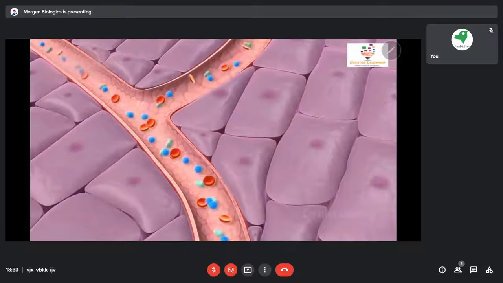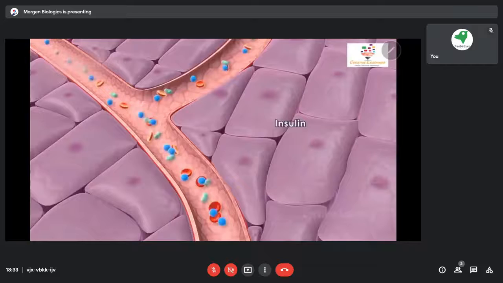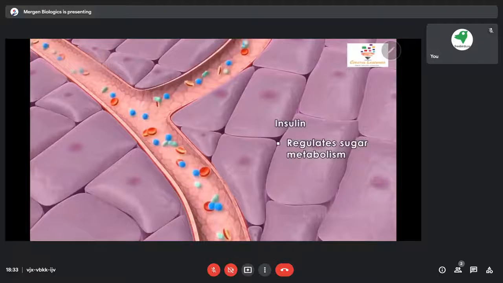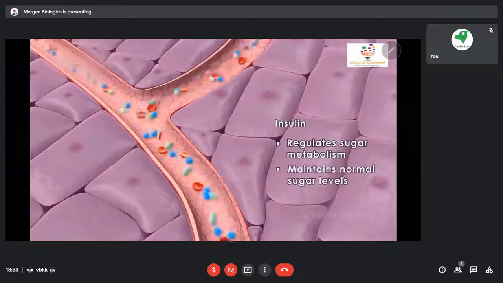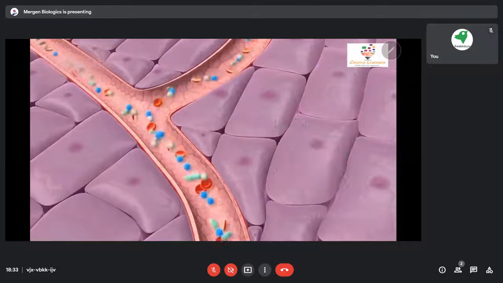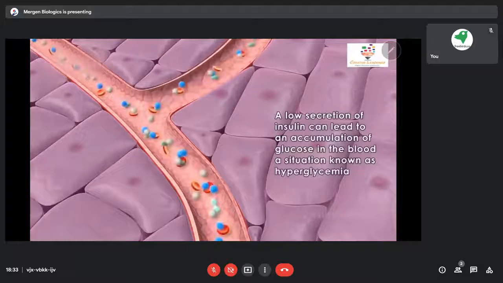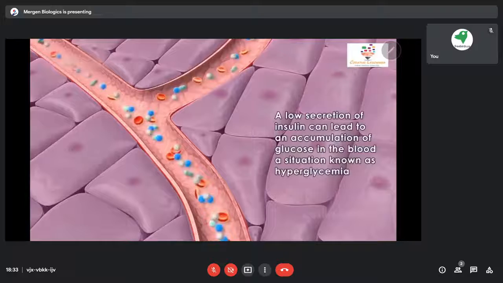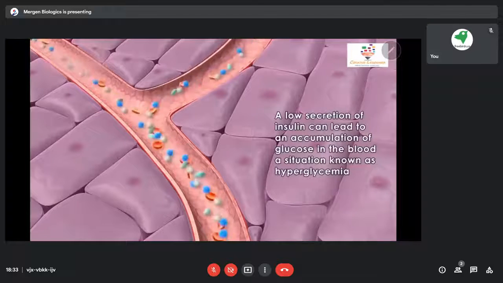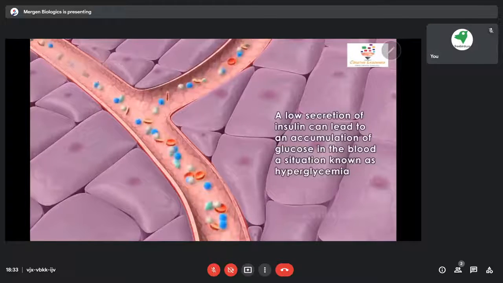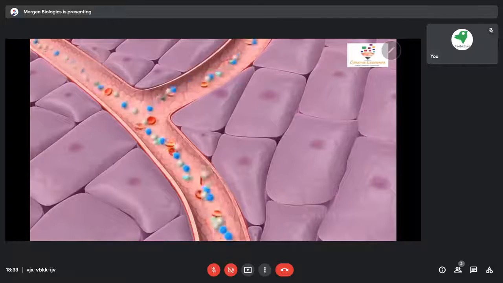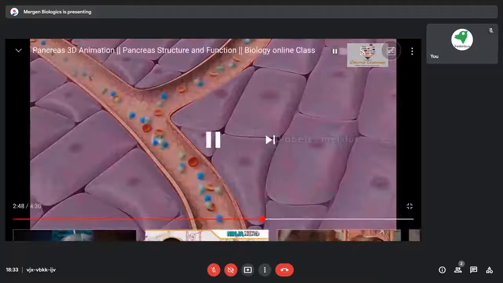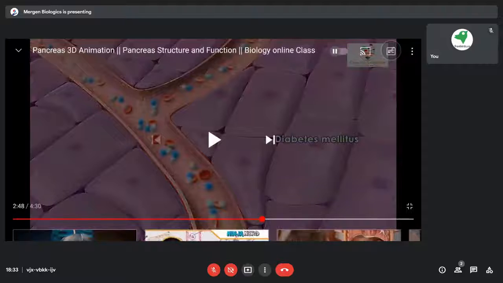When there is a rise in blood sugar level, the beta cells of the pancreas release insulin, and they regulate the sugar metabolism, which helps in maintaining a normal blood glucose level. Low secretion of insulin can lead to accumulation of glucose in the blood. This is what I am talking about in my presentation also: low secretion of insulin will lead to a higher amount of blood glucose.